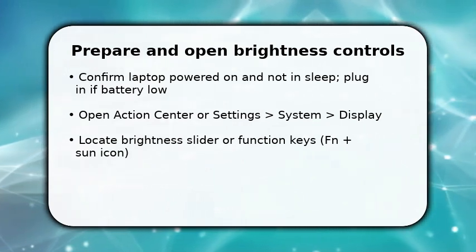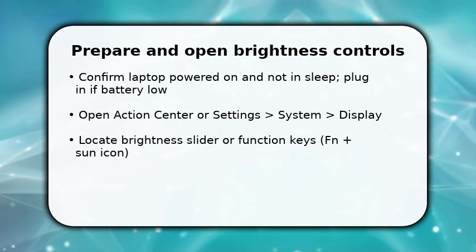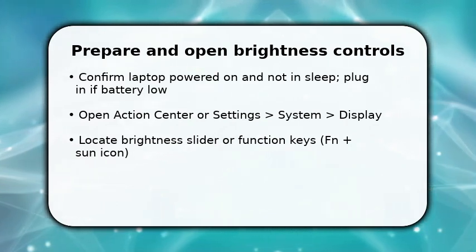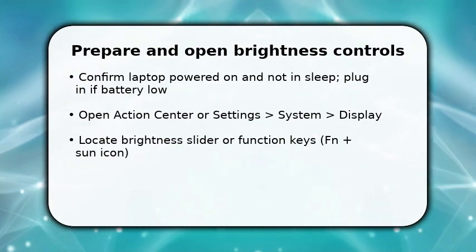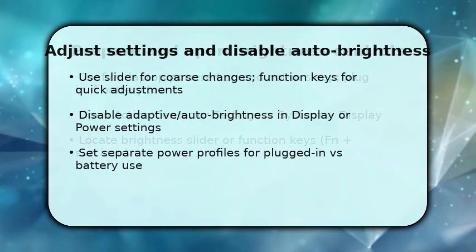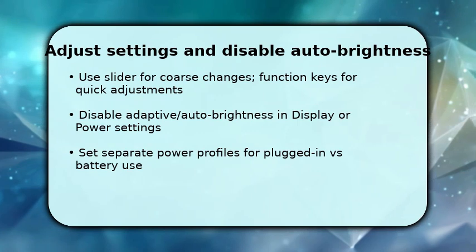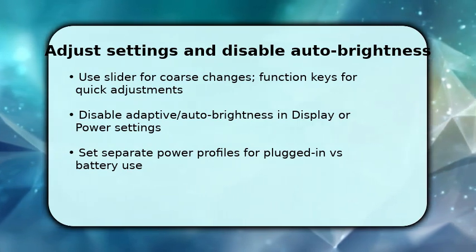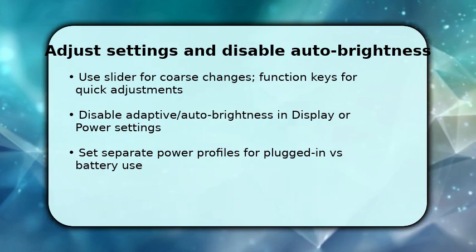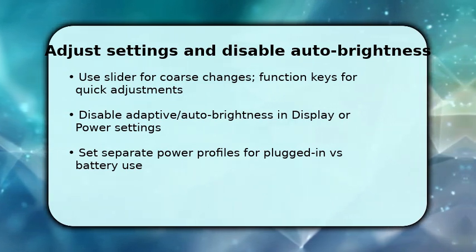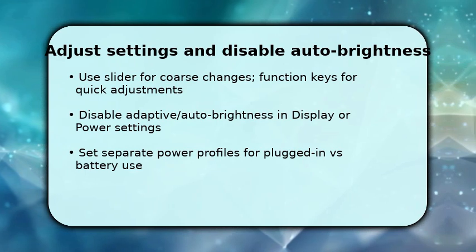Once done, make sure you know whether the slider or keys change adaptive brightness automatically, so you can control it manually in the next step. You now fine-tune brightness and prevent the system from fighting your choice. Move the slider for coarse changes, then use function keys for rapid increments. This balances precision and speed.